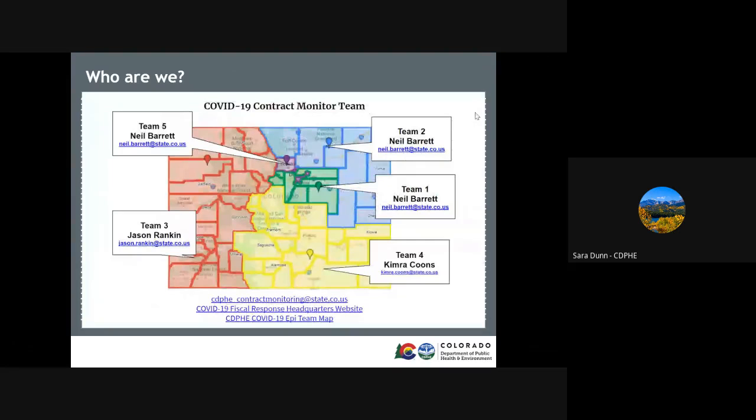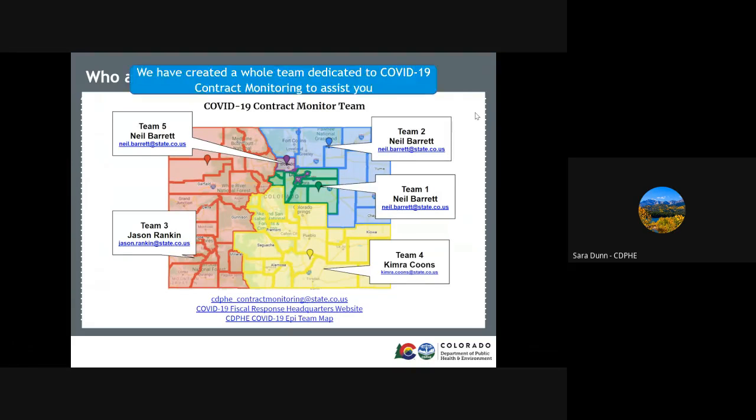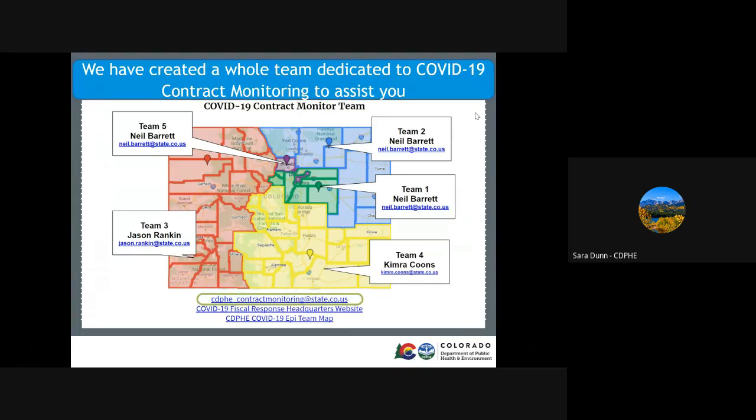Our contract monitoring team is designated to epidemiology and emergency preparedness regions. You can also reach us at our central email box at cdphe_contractmonitoring@state.co.us. We recognize that our partners are busy responding to a global pandemic, so we want you to know that we're here for you and to support any way that we can. Please reach out if you have any questions.